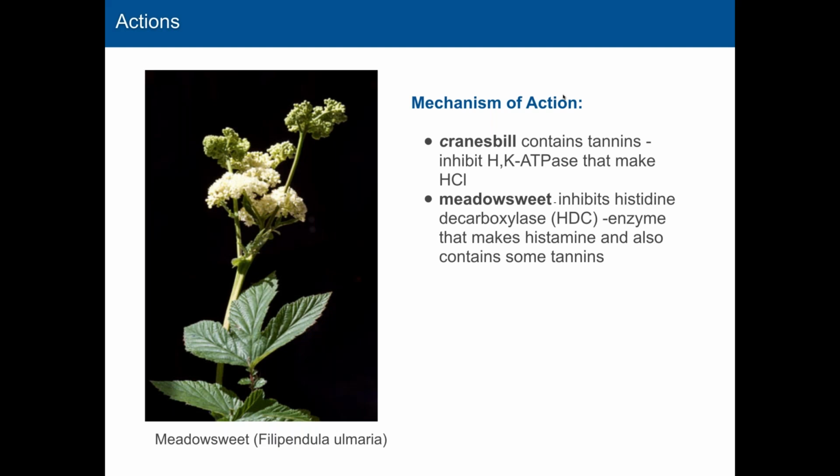So one of the ways meadowsweet works is it prevents the conversion of histidine, which is the amino acid precursor for making histamine. I just like to explain how these things work if I can find the mechanism. So that's why meadowsweet, in addition to having some tannins, though a little less astringent than the cranesbill, probably works by a couple of different mechanisms, okay?